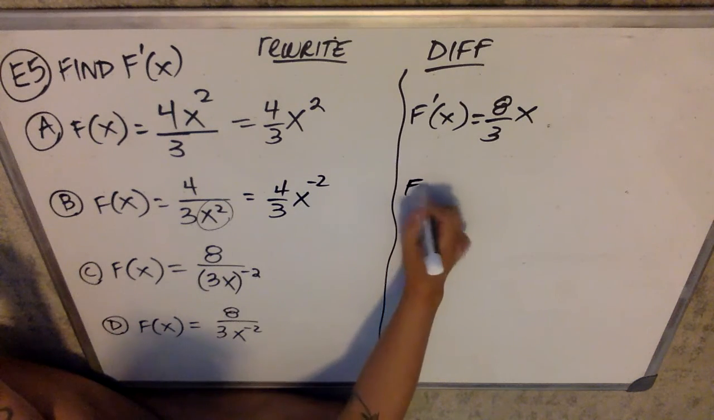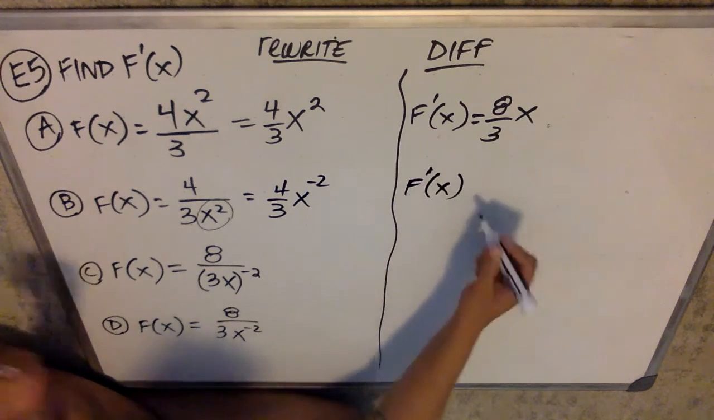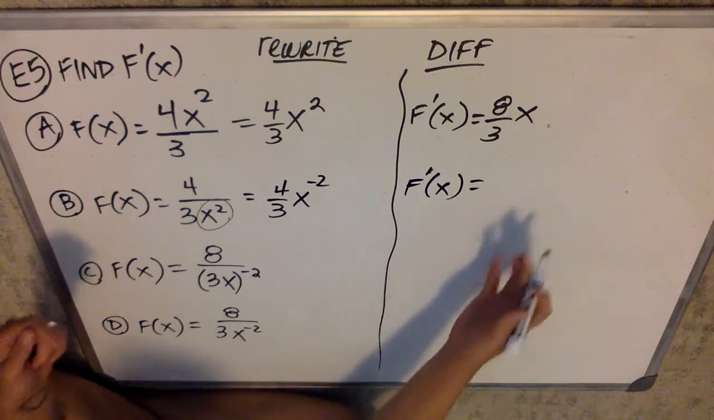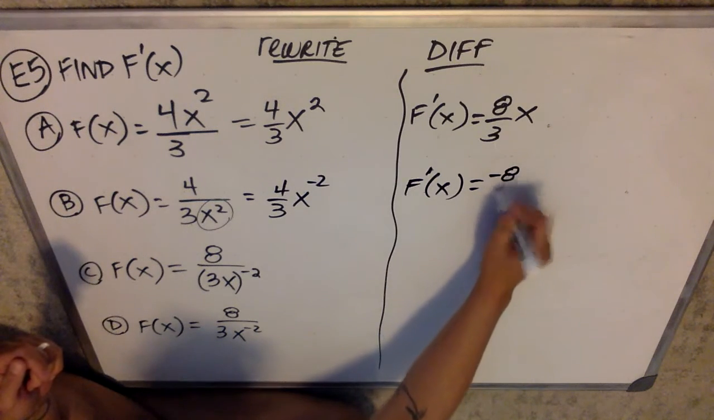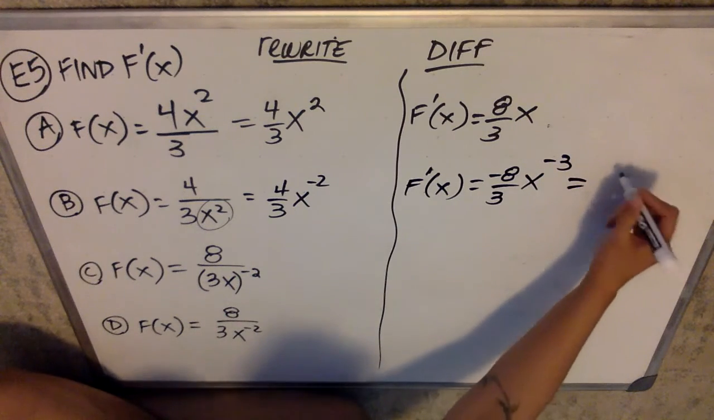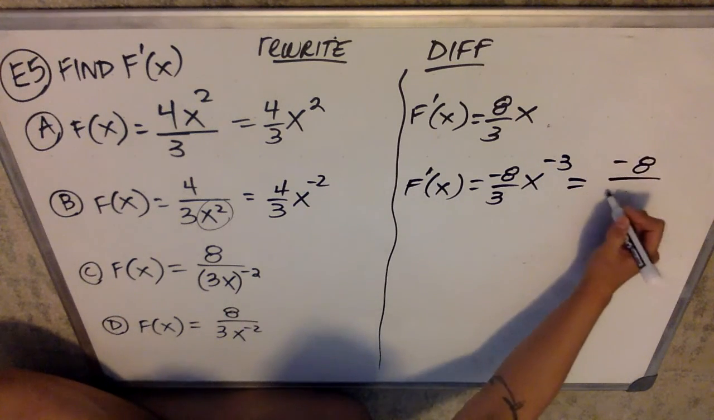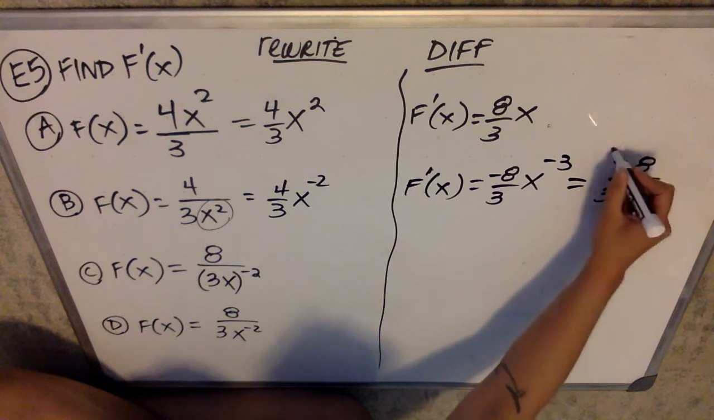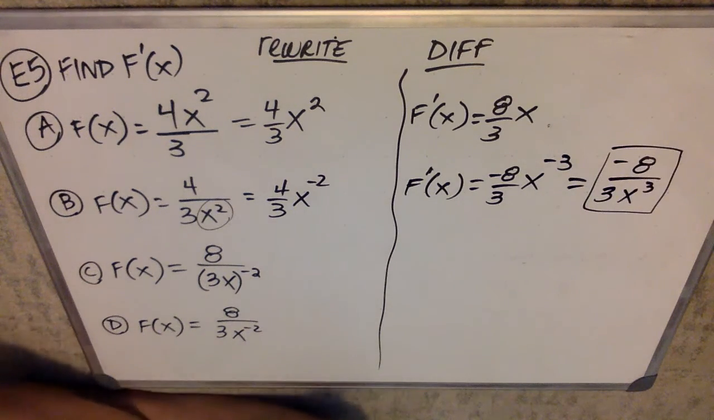So now my f prime of x is going to end up being, I drop the negative 2 down in front, I get a negative 8/3, x to the negative third. So chances are my final answer is going to look like a negative 8 over a 3x cubed, right? That's probably the final answer I'm going to land with.